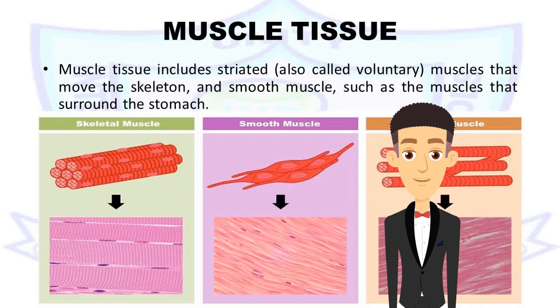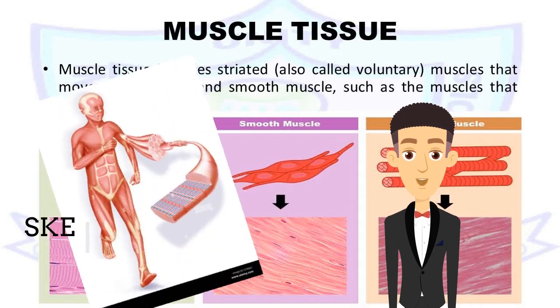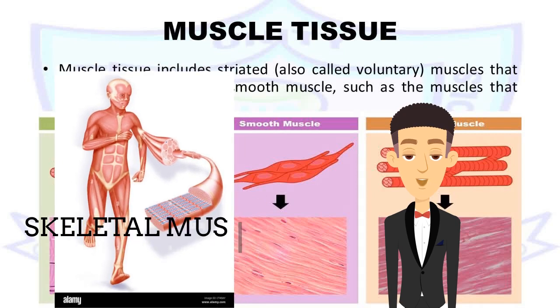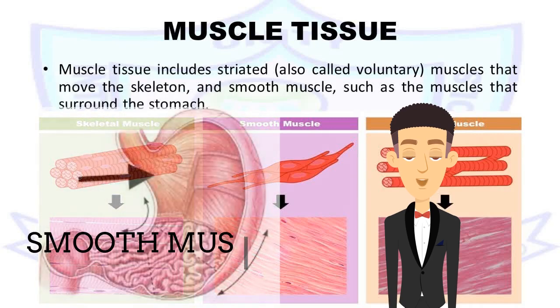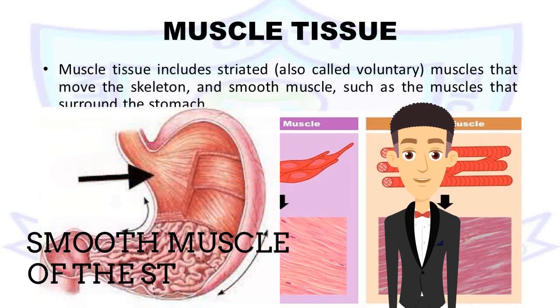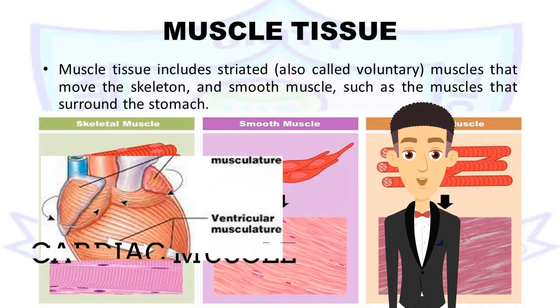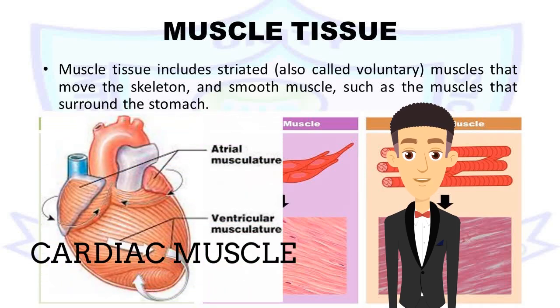Muscle tissue includes 1. Striated skeletal, also called voluntary, muscles that move the skeleton. 2. Smooth muscle, such as the muscles that surround the stomach, and 3. Cardiac muscle that surrounds the heart.